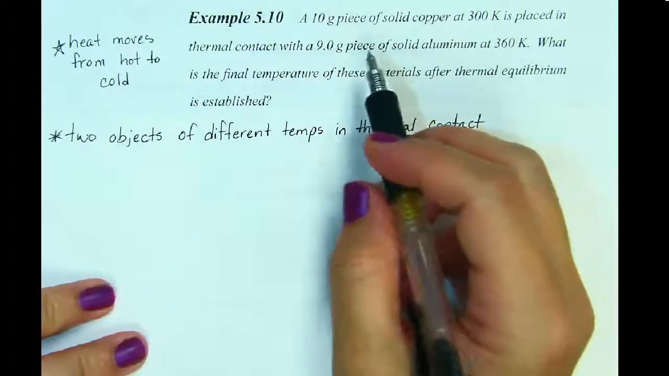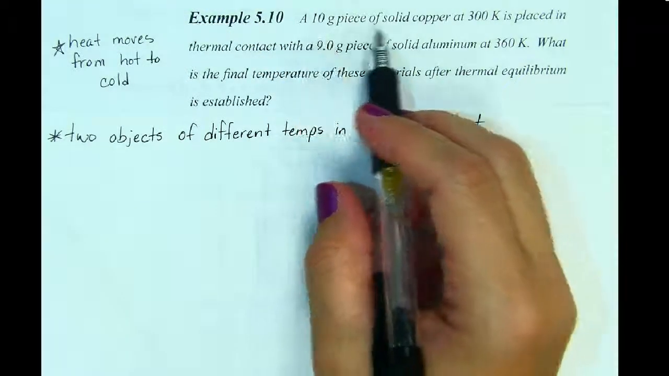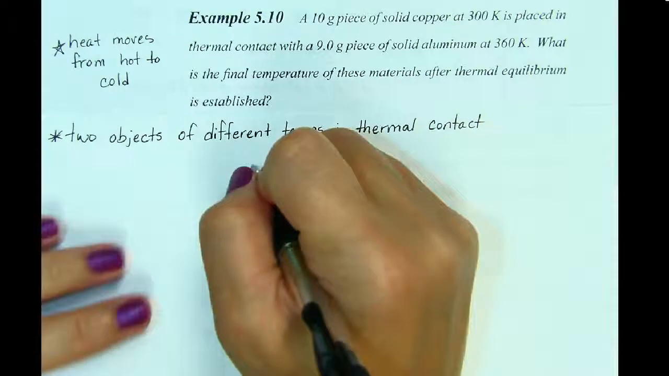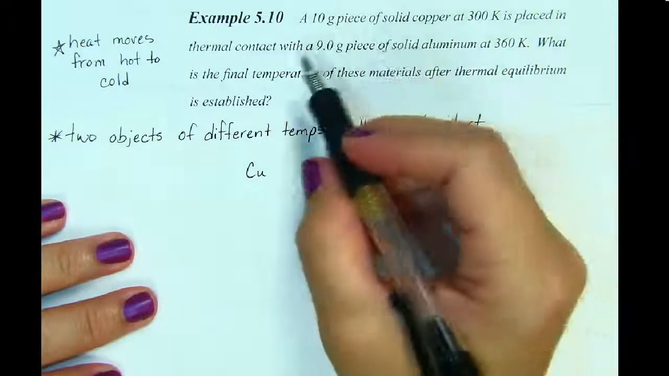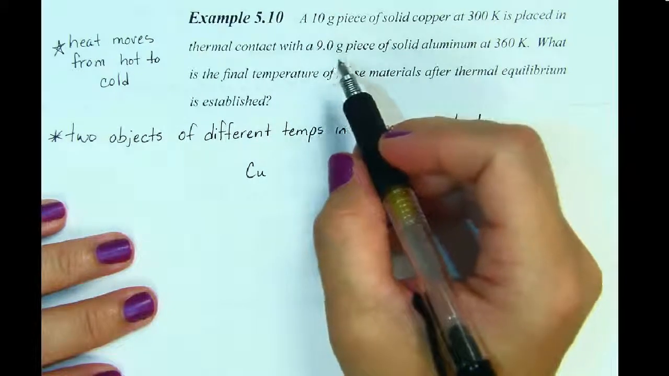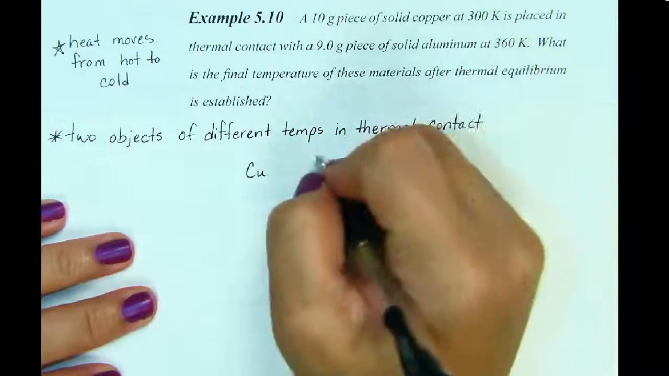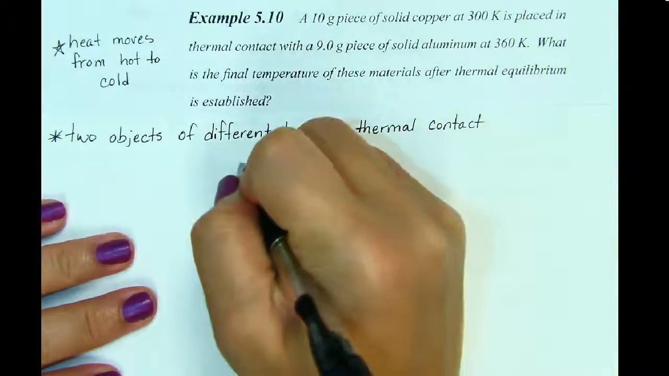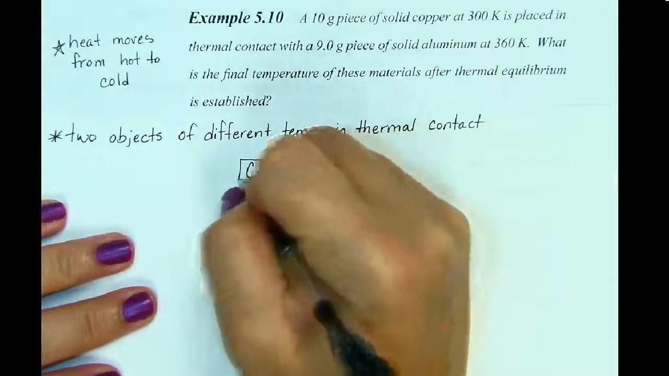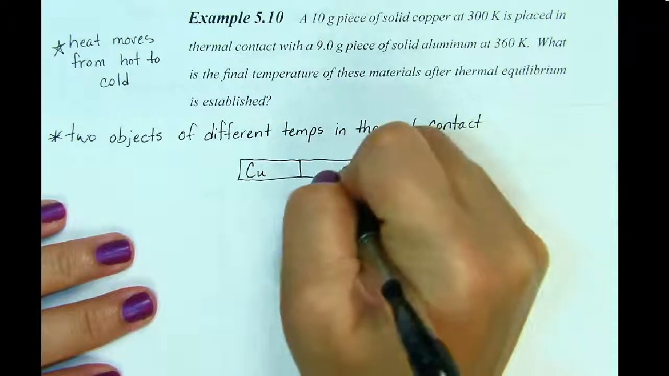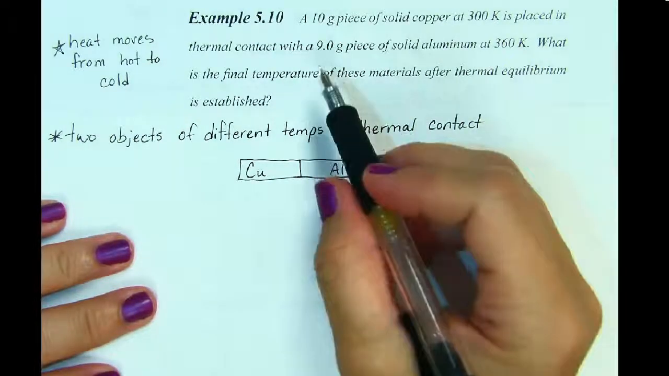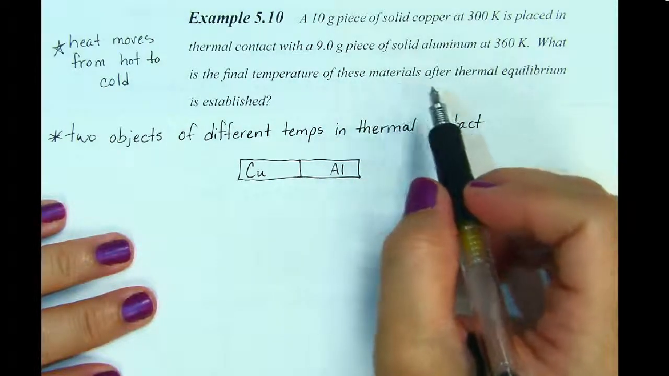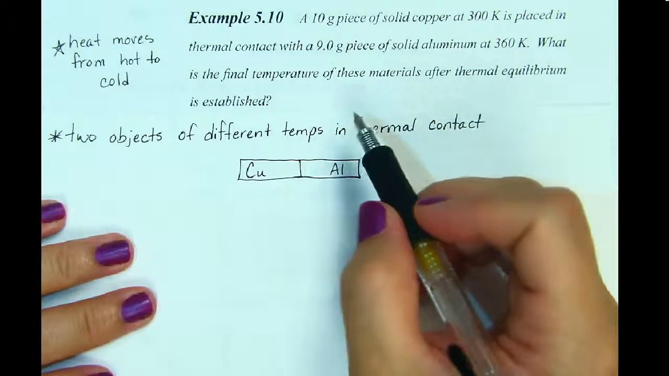So the information we're given: a 10-gram piece of solid copper, so we have a piece of copper, at 300 Kelvin is placed in thermal contact with a 9-gram piece of solid aluminum. And so we have a piece of copper in contact with a piece of aluminum at 360 Kelvin. What is the final temperature of these materials after thermal equilibrium is established?